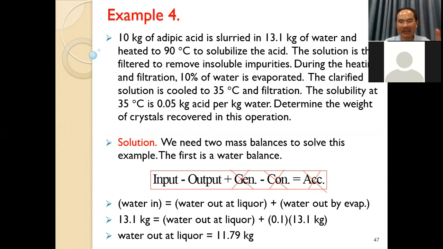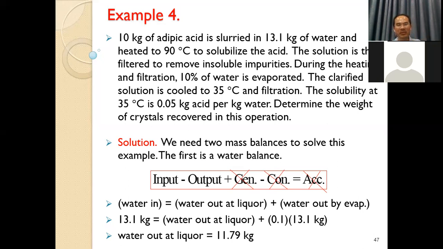During heating and filtration, 10% of water is evaporated. We initially mix 10 kilograms of adipic acid and 13.1 kilograms of water, then we heat up from room temperature to 90 and filter, and we found that 10% of water evaporated. That's 10% of 13.1 kilograms of water, and then we get the clarified solution, which is obtained from the filtration.